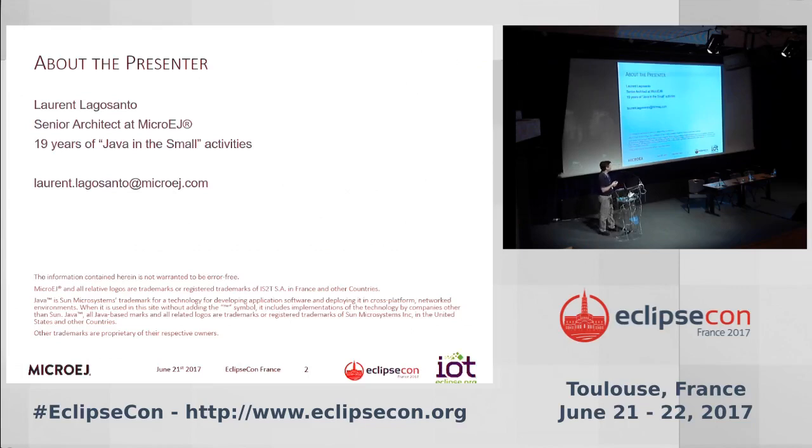A little introduction about me. I'm Laurent Lagosanto. I am now a senior architect at MicroEJ. Since 1998, I've spent my time doing Java in embedded systems in companies like Gemalto and Dassault, and I also spent a few years at Oracle in the Java team.